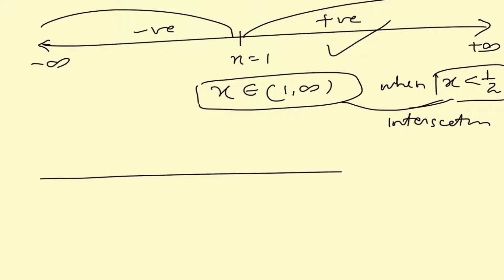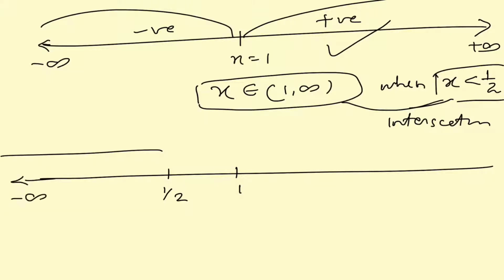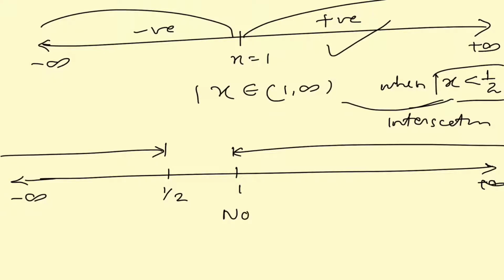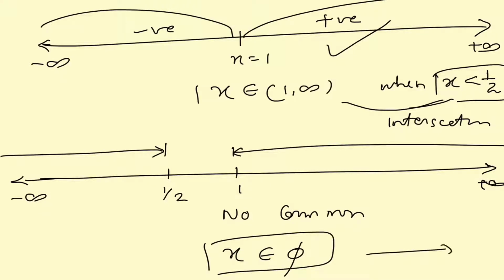So we need to take the intersection. That is nothing but x equal to 1 by 2 will be here. When x is less than 1 by 2, it will be here somewhere, and x is 1 to infinity, it will be something like that. That means there is nothing common. We can write it this way: no common, or we can say that x belongs to the empty set, and this is the answer in the first case.